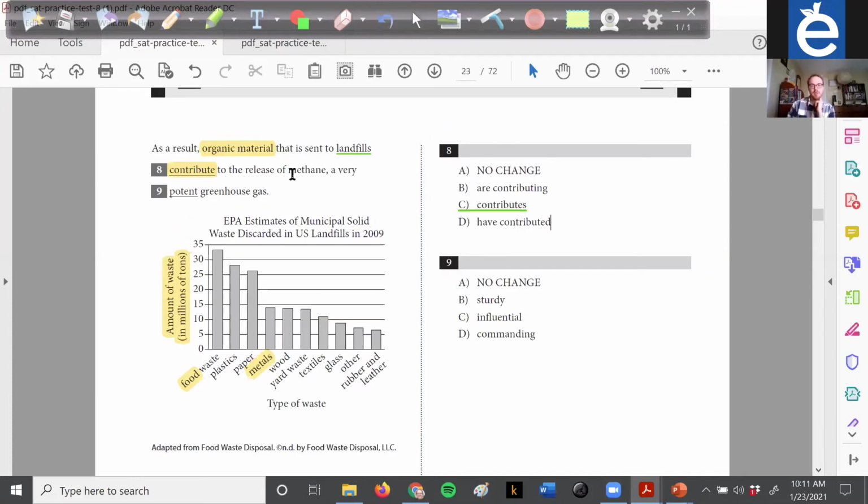And then number 9, we're talking about methane as a very potent greenhouse gas. So here we're being asked about word choice. Potent just means very strong. You might be familiar with that in a chemical sense. It's the same sort of thing we say when we say that someone has potential. There's strength there. But is this gas sturdy? Well, no, we're not talking about its structure. Is it influential? I don't care how popular methane is on Instagram. It probably influences things, but we want something a bit more on the nose. Commanding? No, I don't think methane is giving any orders. It seems that A is our best way to go.